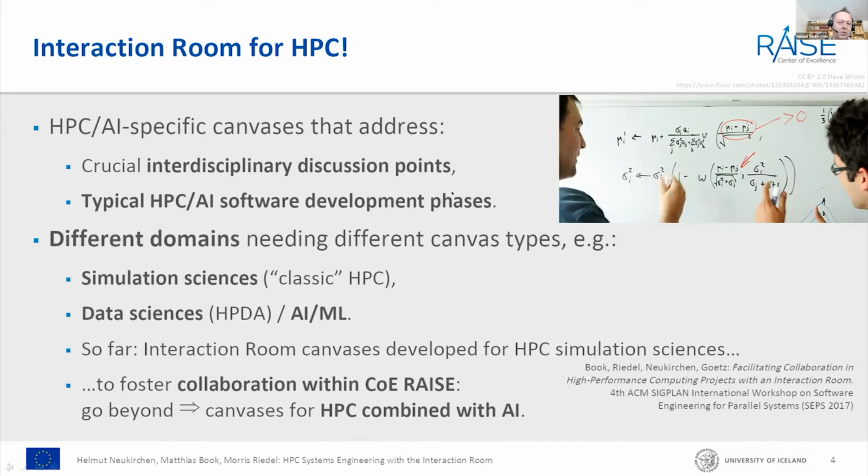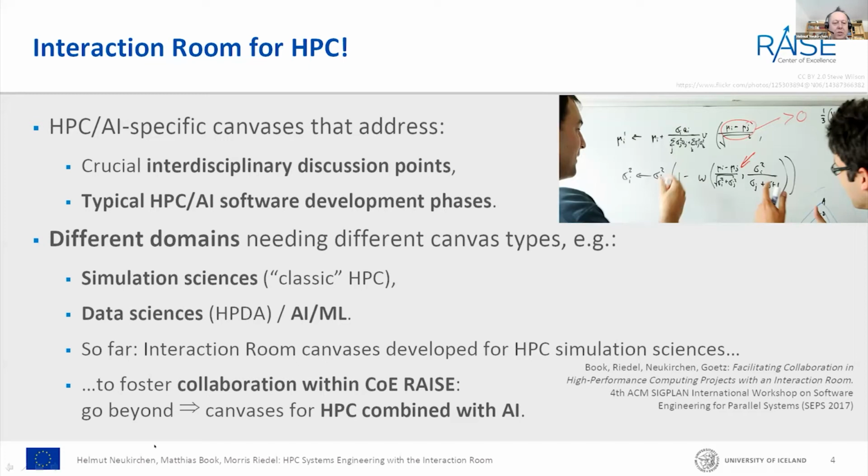And then the phases that you typically have in HPC software development, or in software projects that involve AI at a large scale, so that in the end you need some HPC center. And in fact, these are already different whether you do classic HPC like simulation sciences, which we have done for decades, and now, since a couple of years, we also have these data sciences, high performance data analysis, or AI or ML. And so far, there is that publication here from 2017, what we did there was introducing canvases for the classical simulation sciences. So this is what I show you next.